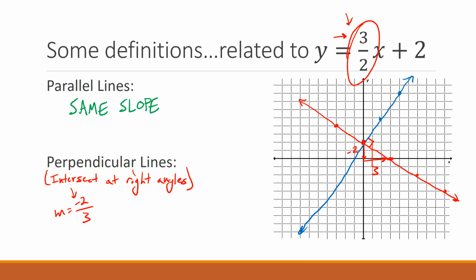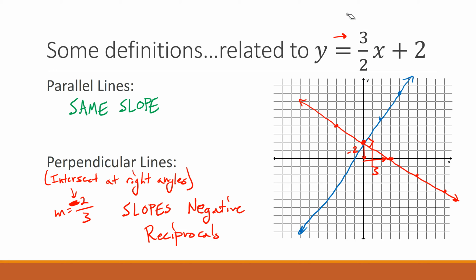So perpendicular lines, here is how their slopes relate. Their slopes are what we call negative reciprocals. Negative refers to the fact that one of the slopes is going to be positive, one of the slopes is going to be negative. Reciprocals refers to the fact that I am flipping the fraction. So perpendicular lines, negative reciprocals. Our example here, 3/2 and negative 2/3. They are negative reciprocals. They form perpendicular lines.